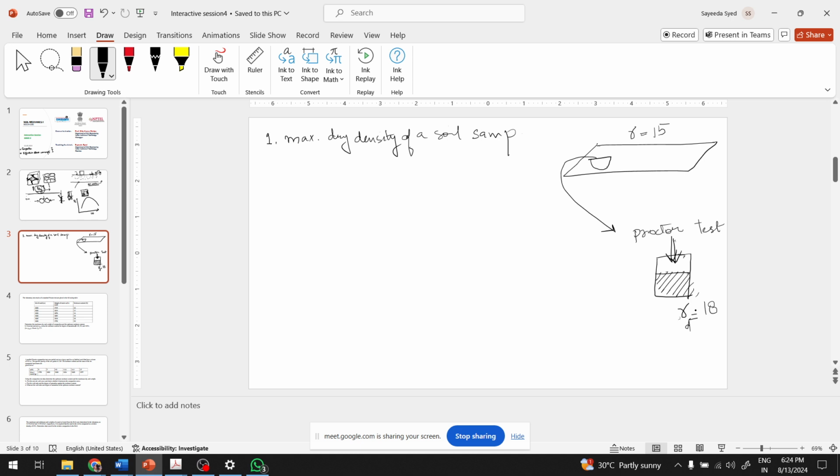So why is this important? Because now you know how much effort you should put in by rolling on this soil. You roll this soil until you get this density, because this is the best density that you can achieve. The other thing is the optimum moisture content.